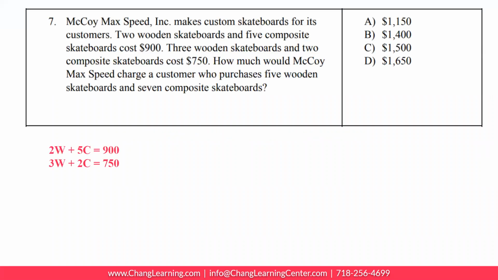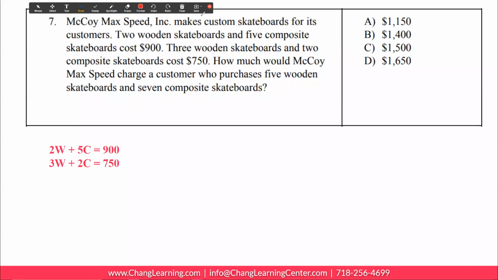For a system of two linear equations on the SAT, it's important to know that there is always a shortcut, whether it's substitution or elimination, or add and subtract them together. Here's an example of an SAT word problem of two equations that has a very fast shortcut. Question 7. McCoy Max Speed Incorporated makes custom skateboards for its customers. 2 wooden skateboards and 5 composite skateboards cost $900.